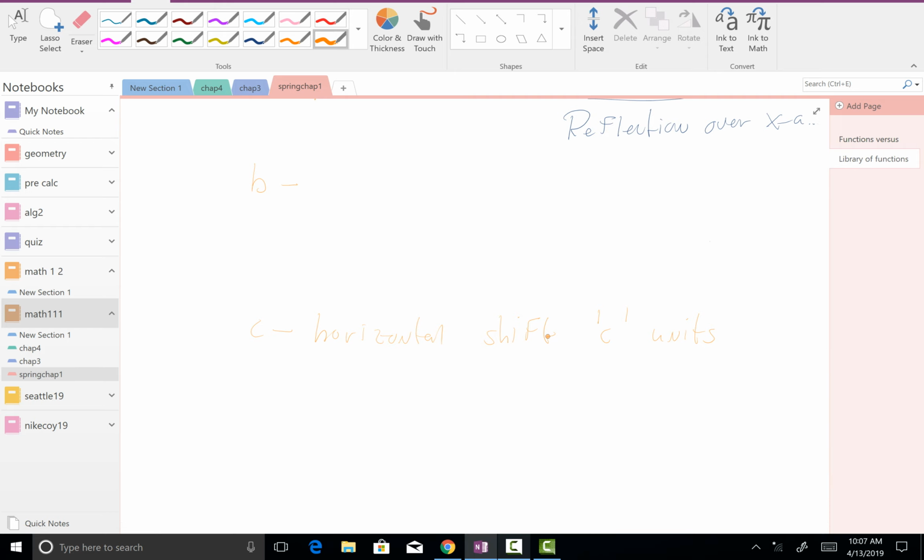Now I'm going to come back to that. Make sure we understand it when we do some examples here. D, what does D do? Up and down. So we would call that a vertical shift then, I guess, or up and down. How many units? So if D is 3, how many units is it going to shift? Up 3.